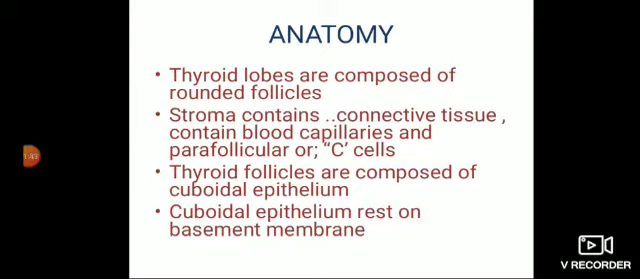Anatomy. The internal structure or the transverse section of the thyroid gland shows many follicles. These follicles are composed of cuboidal epithelium. Then there are partitions called trabeculae made up of stroma. The stroma also shows connective tissue. The connective tissue shows blood capillaries and parafollicular or C cells. So these follicles secrete the hormone thyroxine in a colloid form.